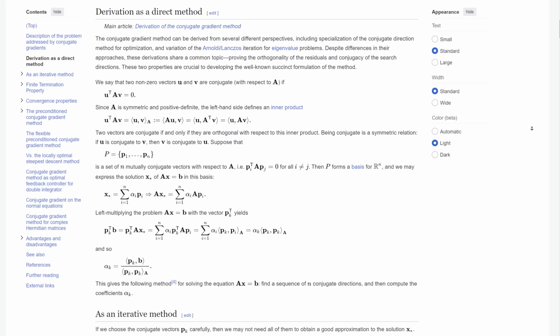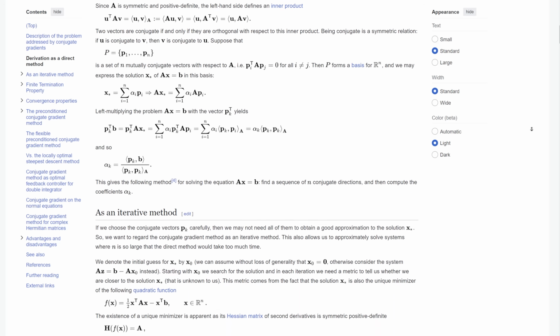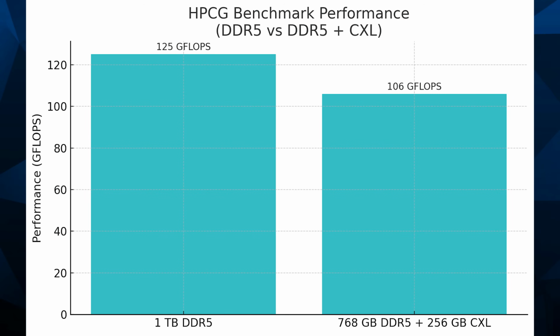And so if you really want to dive into the particulars of conjugate gradients, hit me up in the forum. But the bottom line is that the all DDR5 configuration can manage about 125 gigaflops, whereas the configuration with 25% of the system memory composed of CXL still managed around 106 gigaflops of performance. The delta between those two configurations, in other words, was about 13%. And that's still a lot better than I was expecting for this kind of workload.